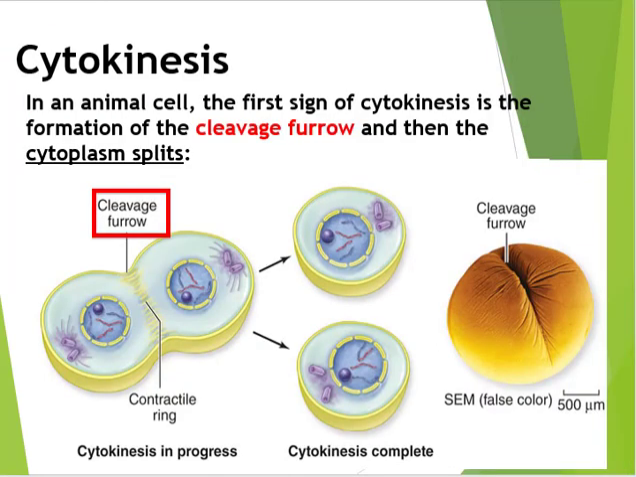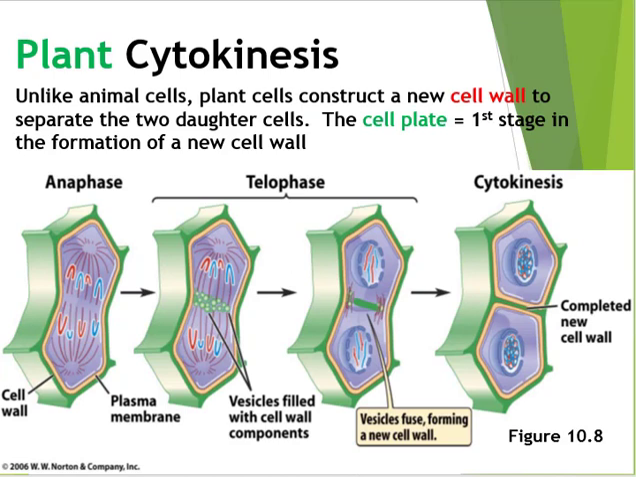So in this one, we can see the cleavage furrow, a little more detail, and the separation into two new daughter cells is imminent. In an animal cell, the first sign of cytokinesis is the formation of the cleavage furrow, and then the cytoplasm splits. The term cytokinesis is the actual act of the two cells splitting apart from each other and marks the end of the mitotic phase. In plant cells, a new cell wall has to be formed prior to cell separation.